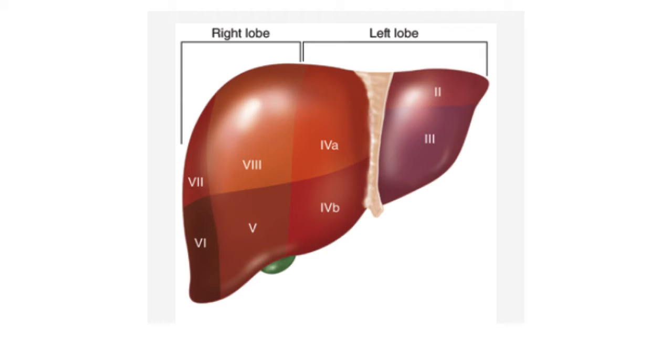The caudate lobe is to the left and it's anterior to the IVC. And then, once again, the falciform ligament will separate the left lateral and left medial portions of the left lobe.